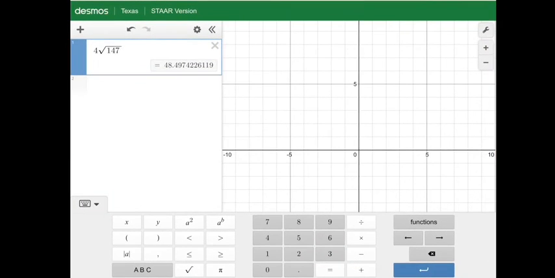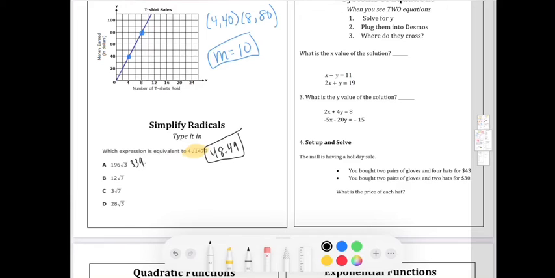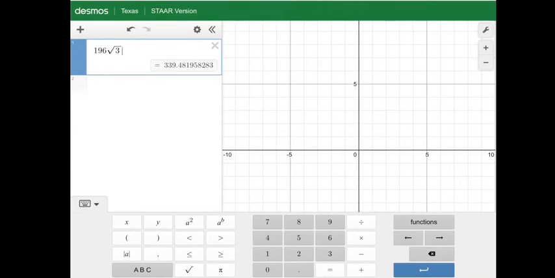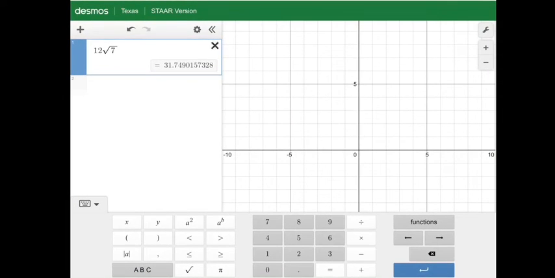So I start with A, 196 square root of 3. And that's the number 339.48. That number is not the same as the original number that we're looking for, so the answer is not A. So we're going to try B, 12 square root of 7. This answer is 31.74. That decimal is also not the same as the original one, so it's not B.